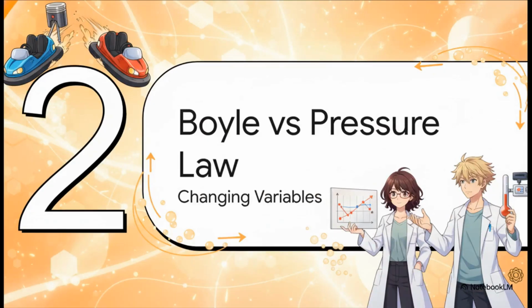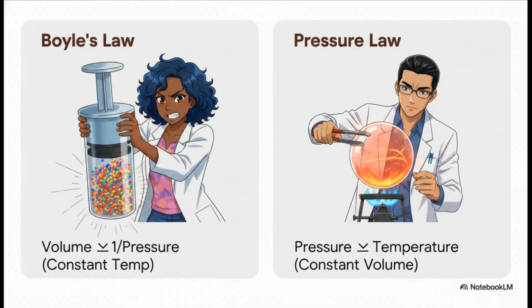Moving right along to section 2, Boyle versus the pressure law. So we've got our bumper cars sorted out. Now let's see how 2 completely different physical laws handle changing variables. In gas laws, it is literally all about what changes and what stays exactly the same. Boyle's law relies on inverse proportionality, while the pressure law, which you might also know as Gay-Lussac's law, is all about direct proportionality.